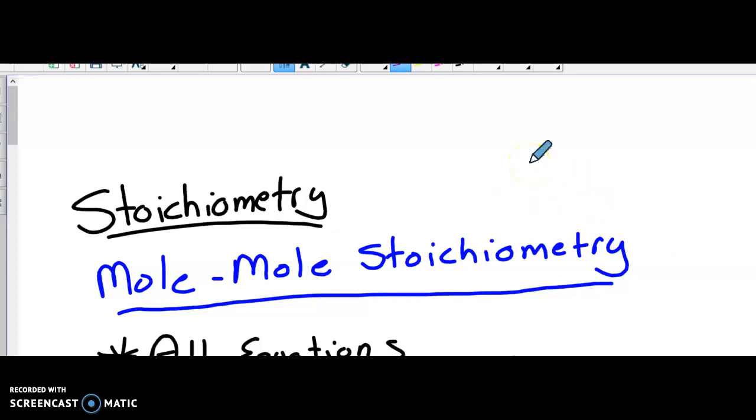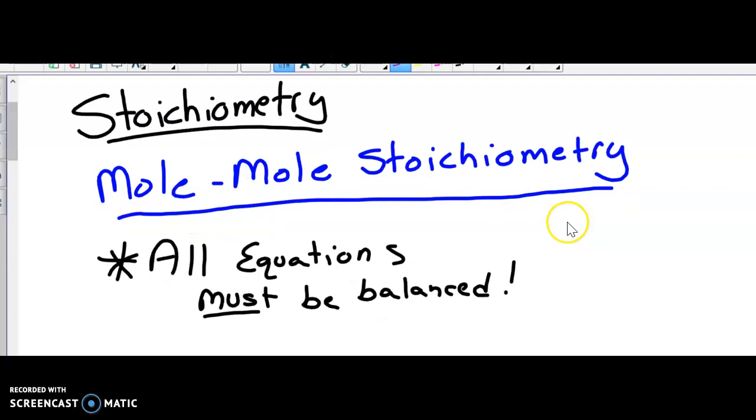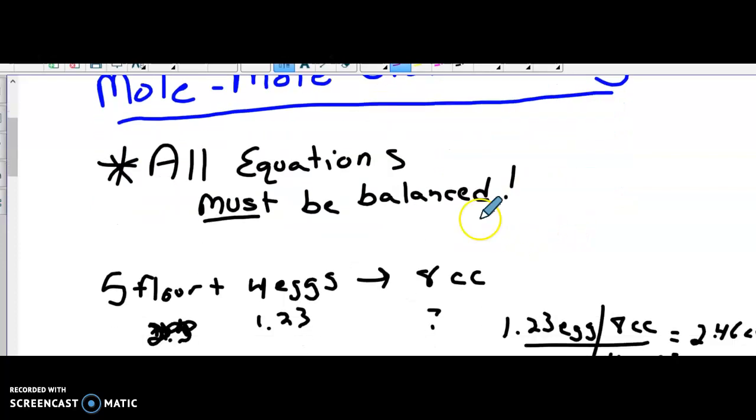Guys, I wanted to run through yesterday's lesson with you real quick, just in case you had any trouble, and then we're going to look at today's. Yesterday we did mole to mole stoichiometry. All equations have to be balanced. We have to follow the law of conservation of matter.